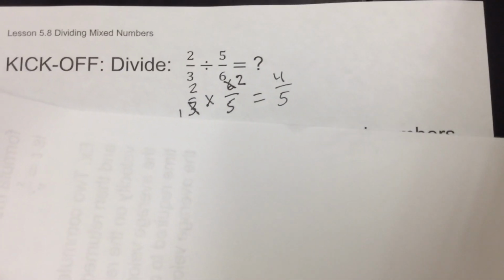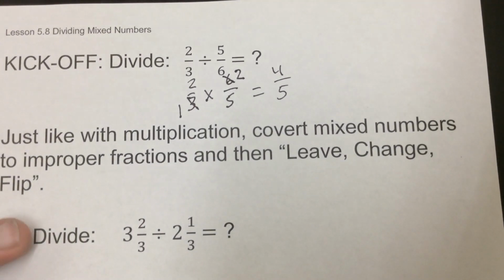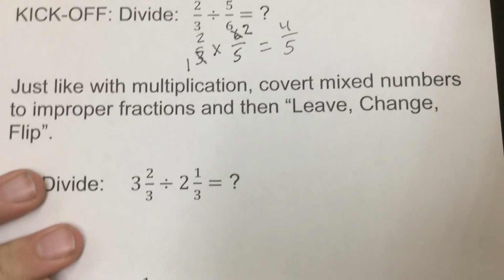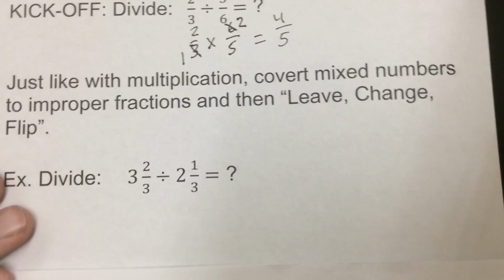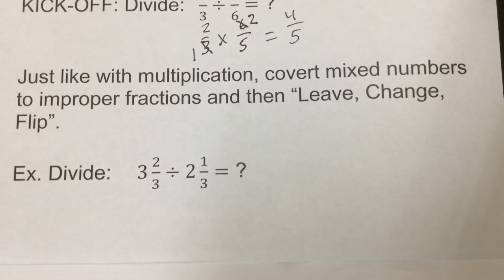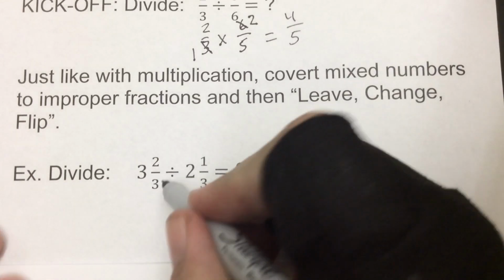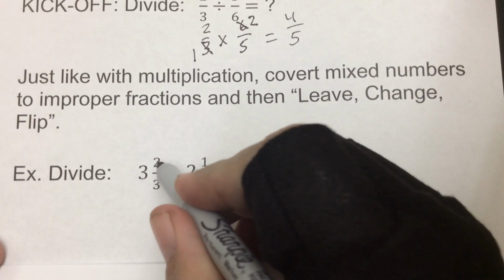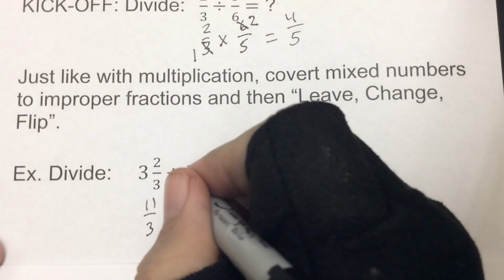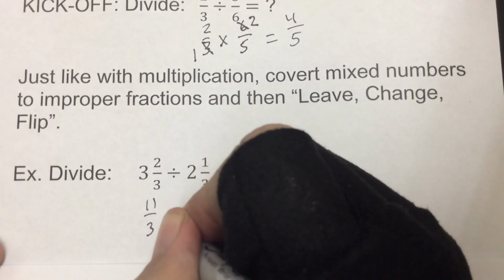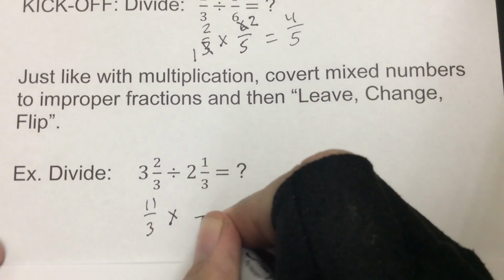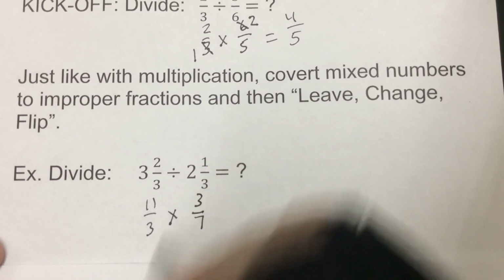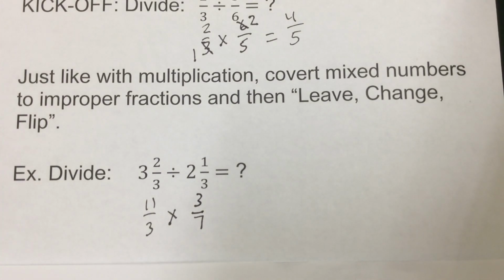So, still going to use that concept with mixed numbers. Only difference is, just like with multiplying mixed numbers, we have to make them into improper fractions first. Then we do the leave, change, flip. So, improper fraction, 3 times 3 is 9, plus 2 is 11/3. And that's going to stay. This will become times, and 3 times 2 is 6, plus 1 is 7. That's going to go to the bottom. The 3 is now on top because we're going to flip it.